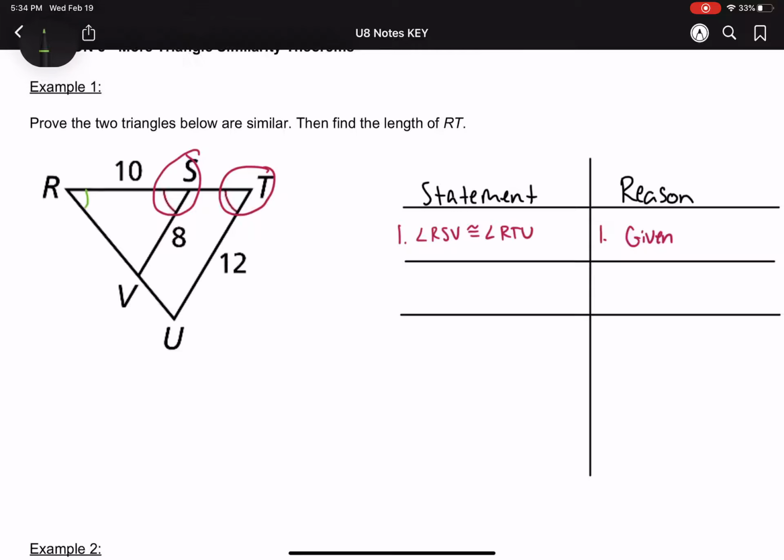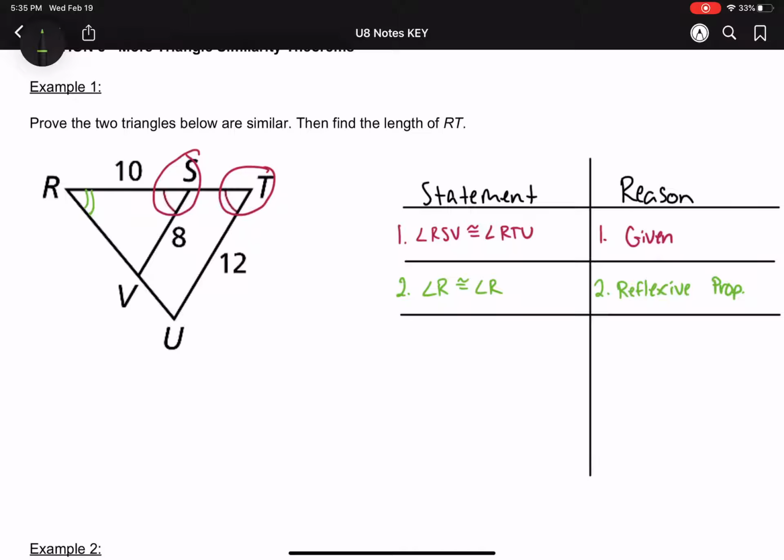So earlier I was mentioning that angle R is in both triangles, so I can do a unique statement for a situation like this where an angle is shared. So I can say that angle R is congruent to itself. In other words, angle R is congruent to angle R by the reflexive property, which allows us to say that something is congruent to itself.